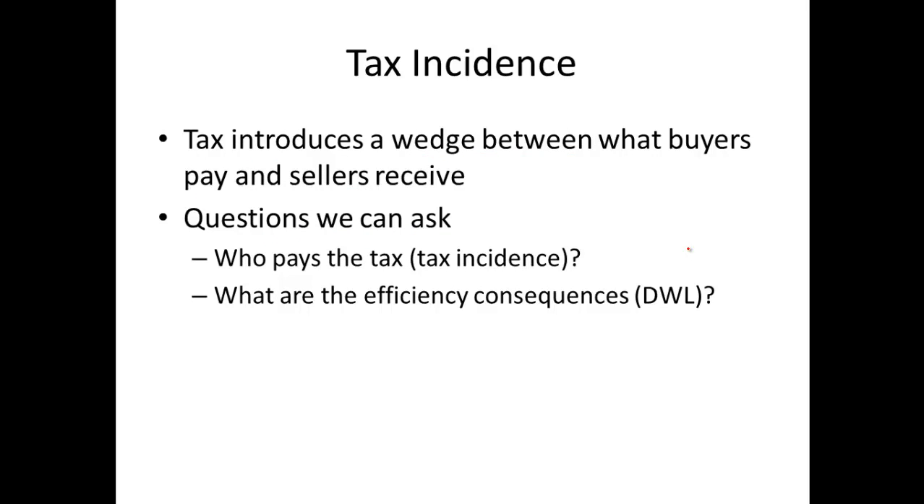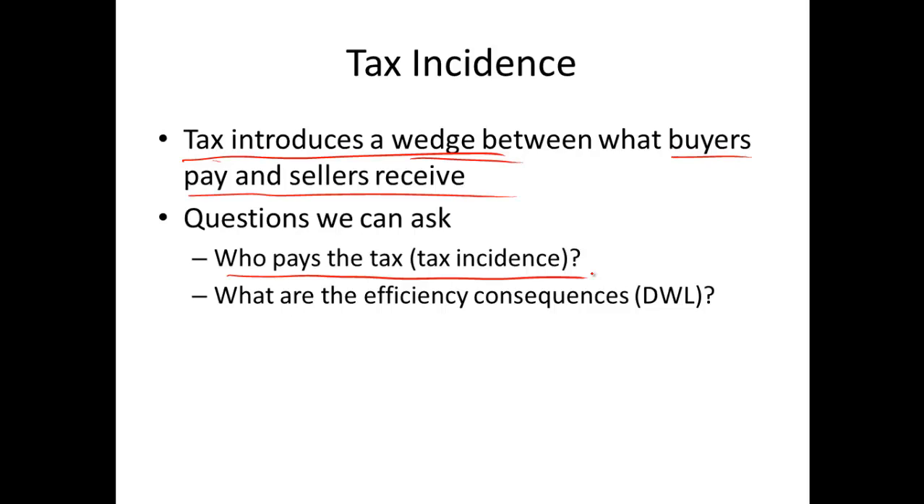So, what does a tax do? A tax introduces a wedge between what buyers pay and what sellers receive. If there is no tax, then there is no wedge. But if there is a tax, there is a wedge. And this allows us to ask two kinds of questions. One question is, who pays the tax? And when I say that, what I mean is, compared to the no tax situation, is it the buyer who pays a higher price or the seller who receives a lower price? And you'll see what I mean in a minute.